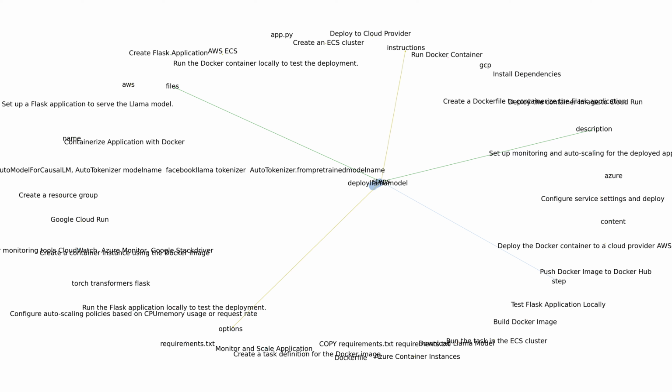Step: Monitor and scale application. Description: Set up monitoring and auto-scaling for the deployed application. Use cloud provider monitoring tools, e.g., CloudWatch, Azure Monitor, Google Stackdriver, to monitor the application's performance and configure auto-scaling policies based on CPU, memory usage, or request rate to ensure optimal performance and resource utilization.